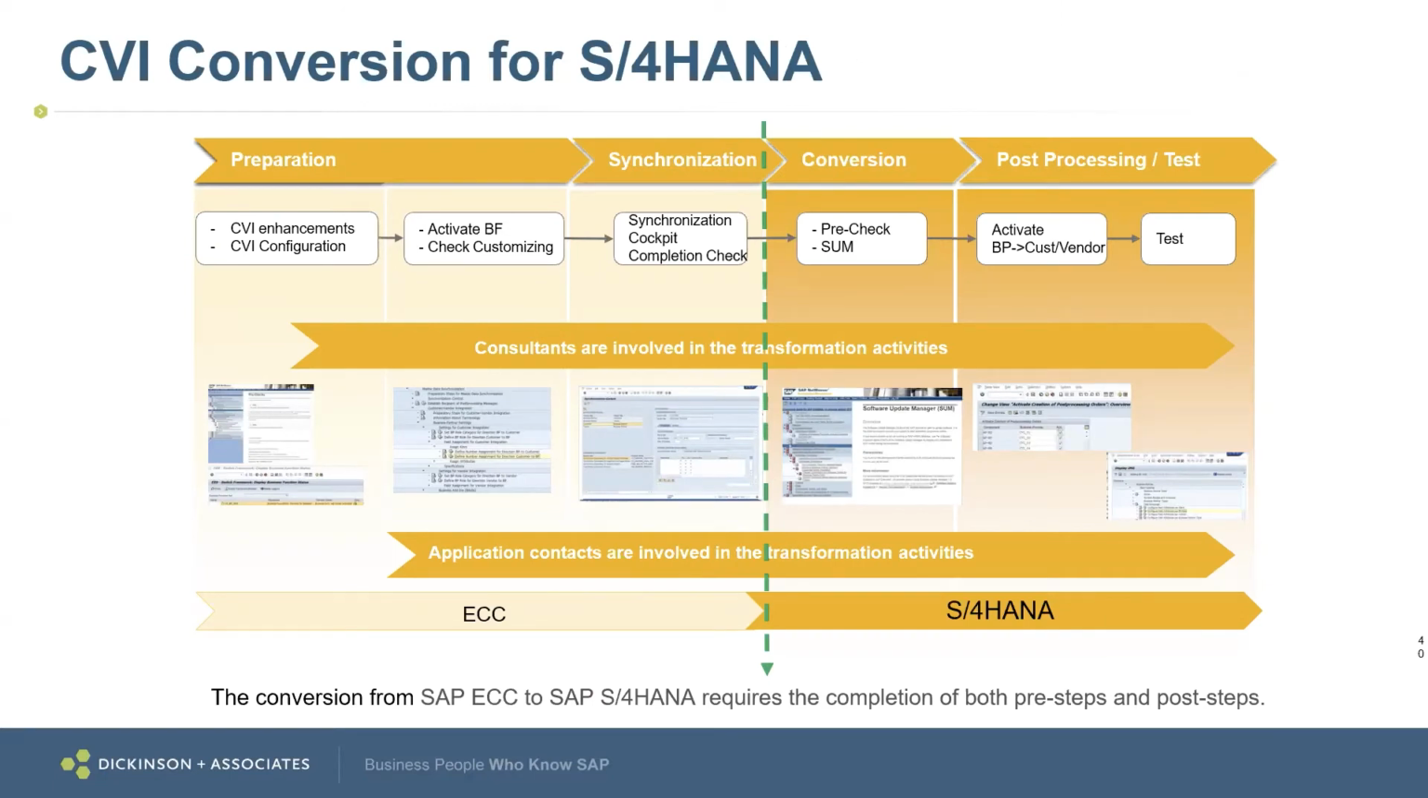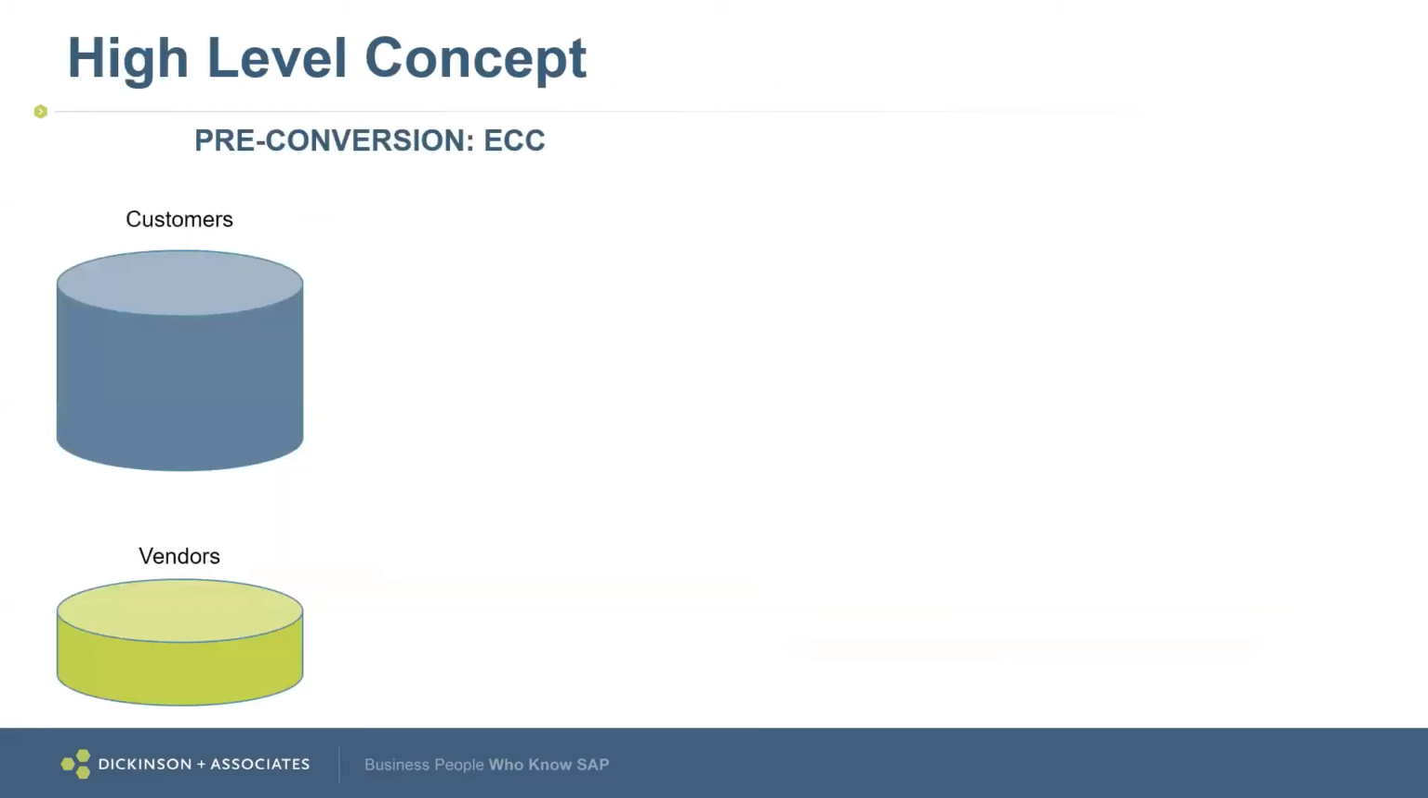This diagram represents the customer vendor integration conversion process for S/4HANA. It consists of 4 key phases listed on the top row: preparation, synchronization, conversion, and post-processing. The green line separates the activities in ECC and in S/4HANA. We will look at each one of them in turn, but first let's have a look at the high-level overview of the process. Next slide.